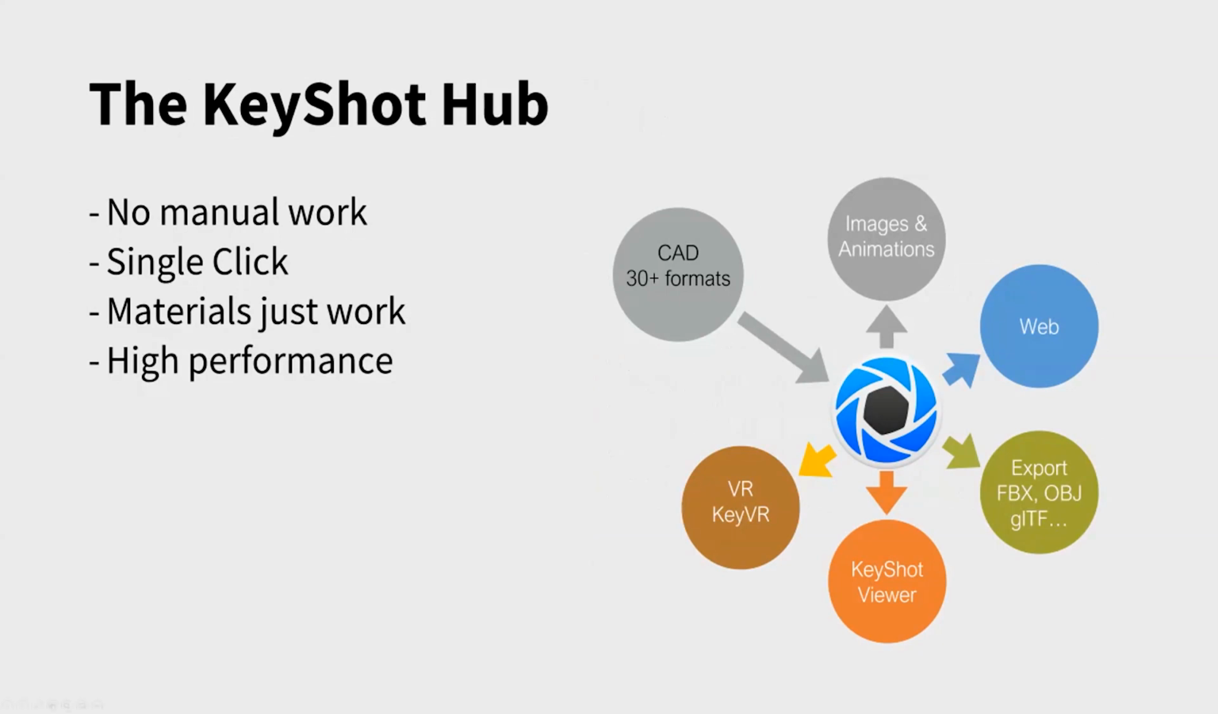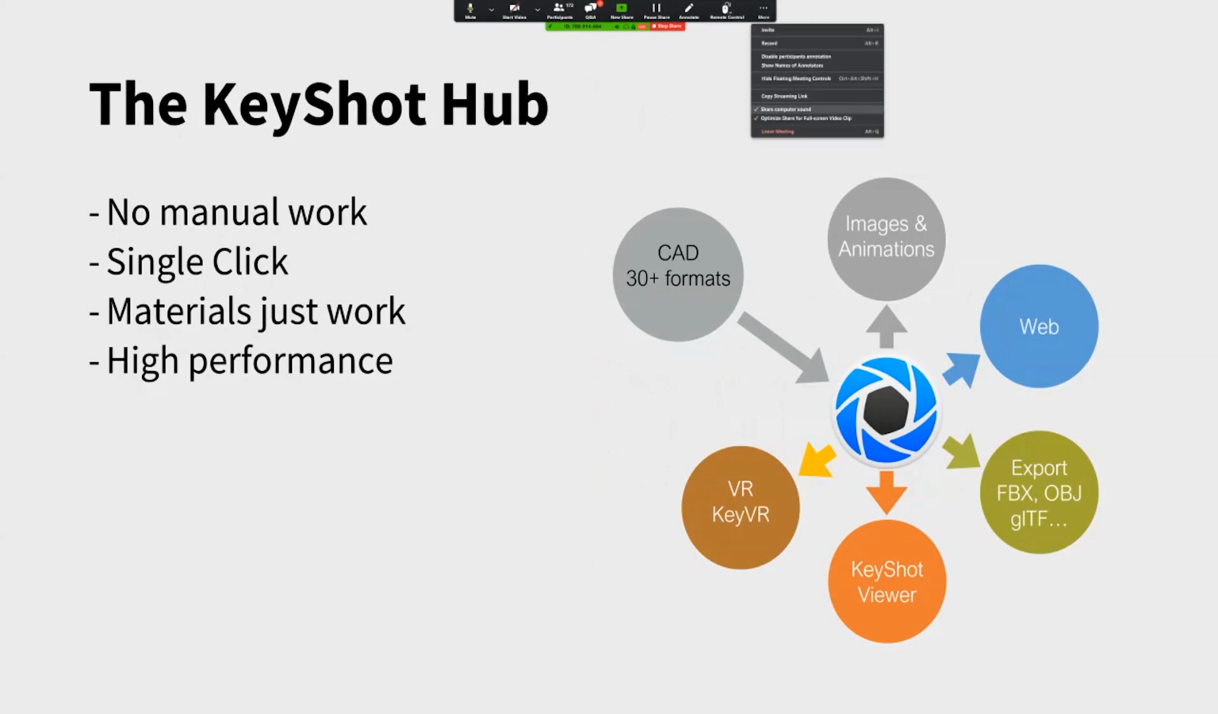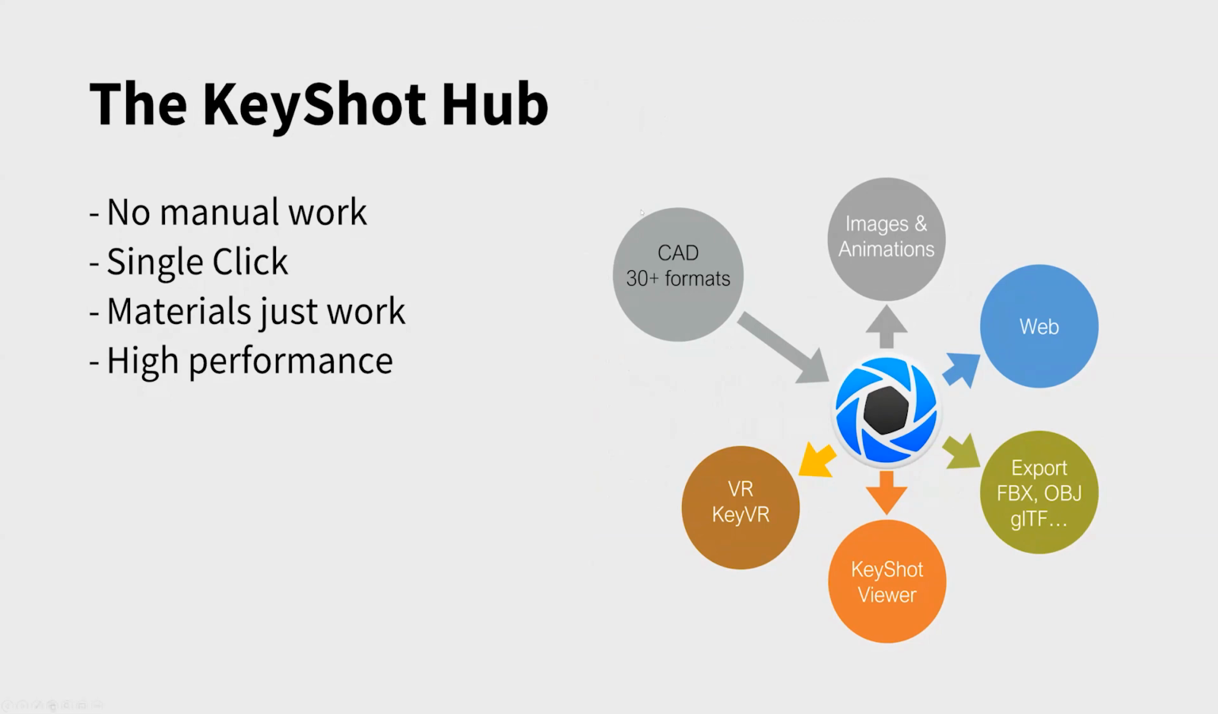KeyVR really is situated within the KeyShot ecosystem. Sometimes we call KeyShot a hub, because once you've prepared your scene in KeyShot, you can do so many things with it. You can, of course, render out images and animation. That's a given. You can also get out to web. We can do this whole configuration thing, and you can output to web, or you can output our XR images to web. Of course, you can export. You can also get into our free KeyShot viewer with the same scene that you prepared once. And of course, you can get into VR.